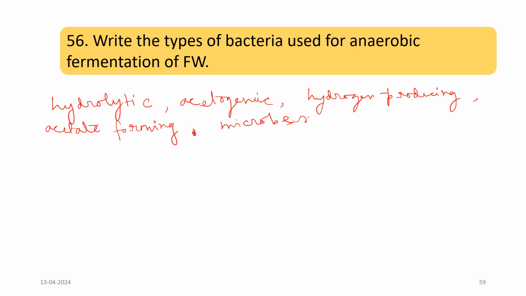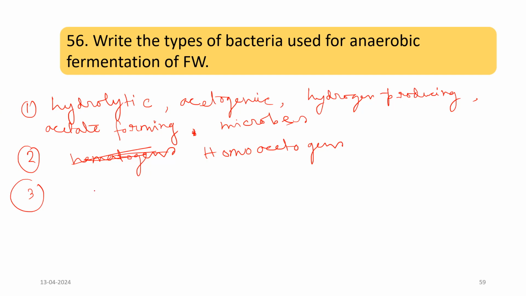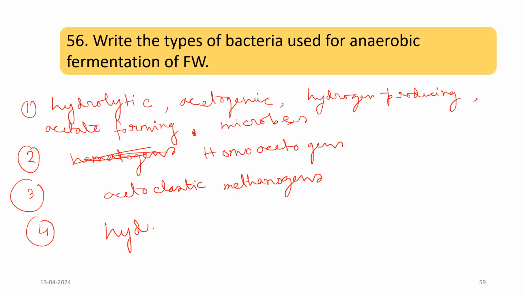Then homoacetogens. The third type is the acetoclastic methanogens, and the last one is the hydrogenoclastic methanogens. So these are the types of microbes or bacteria used in anaerobic fermentation.